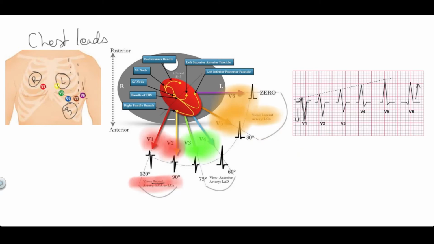R wave in V1 is smaller, whereas in V6 the R wave is tall. This is because the lead V1 placement is parallel to the vector direction, and V6 is just perpendicular to the direction of the vector. So the flow of the positive action potential towards the V1 is less than the V6. This is the reason why we are having this R-wave progression.